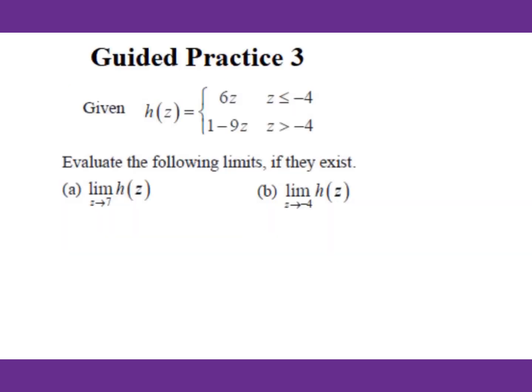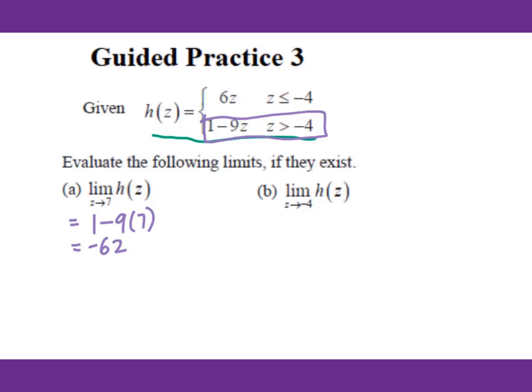Guided practice 3. Given h(z), this is a piecewise function. Evaluate the following limits if they exist. For the limit as z approaches 7 of h(z), when z approaches 7, you have to use this function. We can do direct substitution because it's defined. So 1 minus 9 times 7, negative 62.